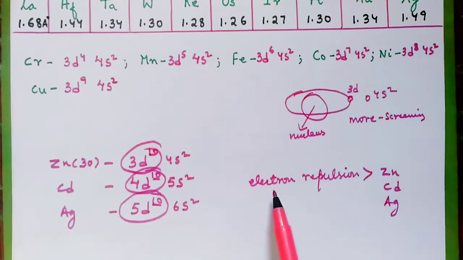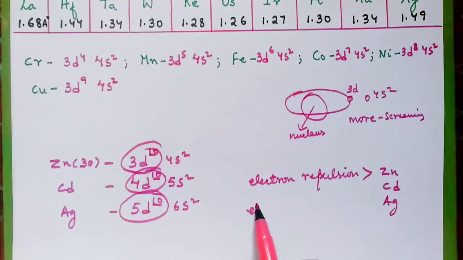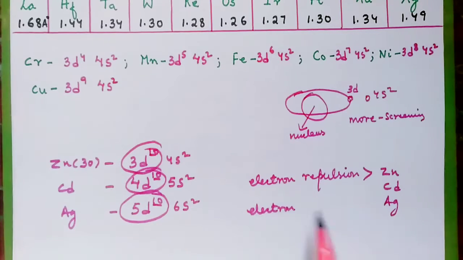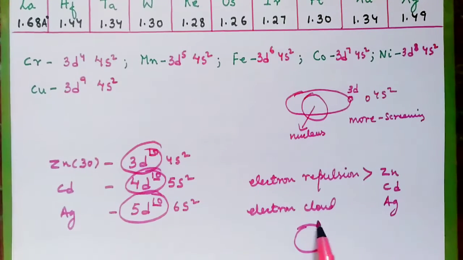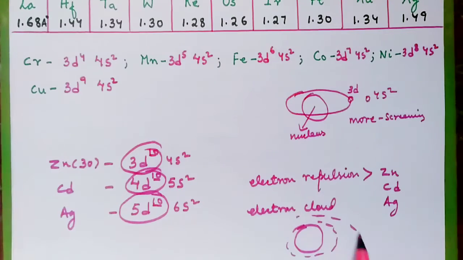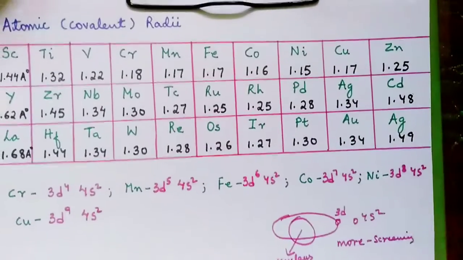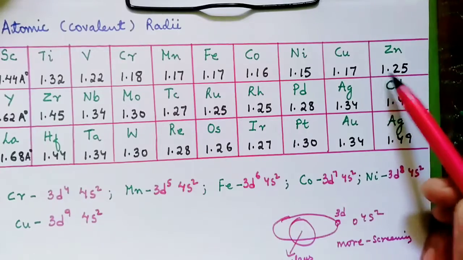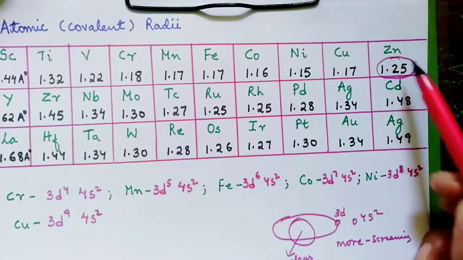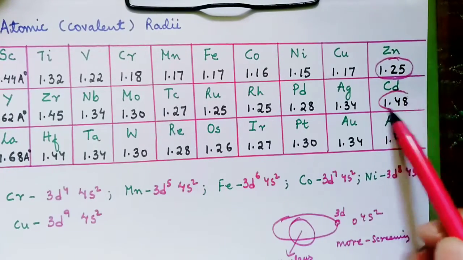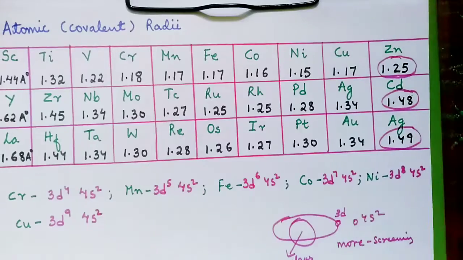Because of this electron repulsion, there is an expansion in the electron cloud. So because of that, the atomic size of zinc is greater. That is 1.25 angstrom. Here it is 1.48, 1.49.